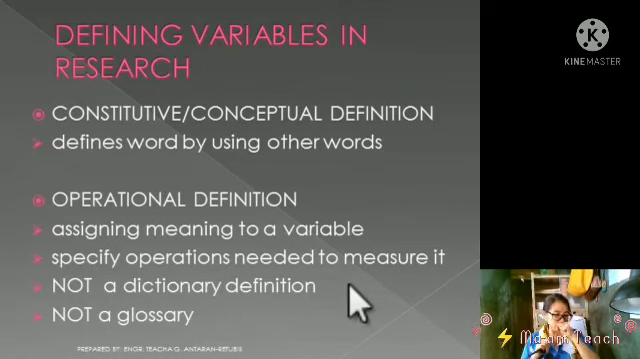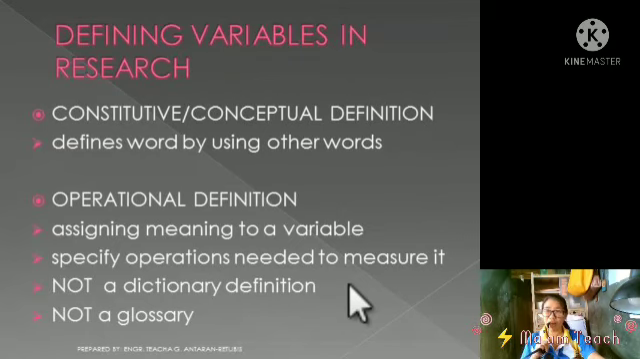What is this constitutive or conceptual definition? This type of definition, class, is when you define a certain phrase or word using other words. Or simply saying, it is based from a dictionary. You're describing it. Let's say, for example, the word intelligence. How do you define intelligence? It's the ability to think abstractly, right? That's how we define intelligence. Now, that is an example of a constitutive or conceptual definition.